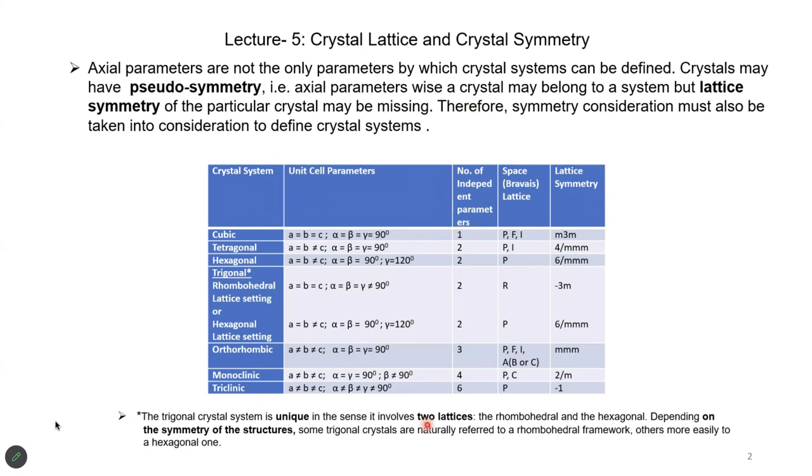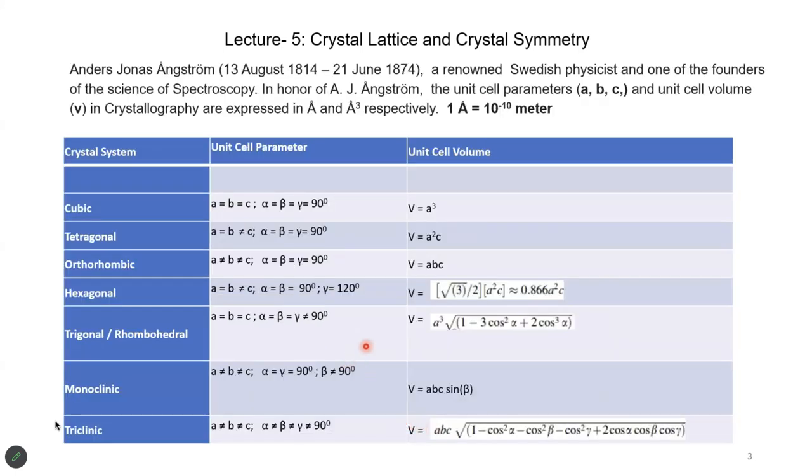Well, now we go to the next slide. Here, if you know the unit cell parameters correctly, you can immediately find the unit cell volume. This is a simple mathematical derivation. For cubic, the cell volume is a cubed. Similarly, for tetragonal, the cell volume is a squared c, because a and c are the independent parameters. For orthorhombic, it is abc, and so forth. We can calculate all these unit cell volumes.